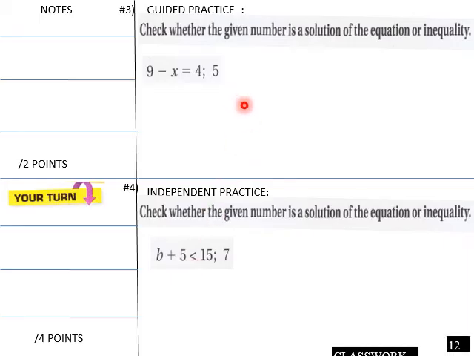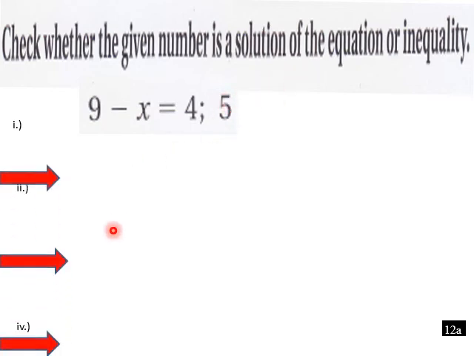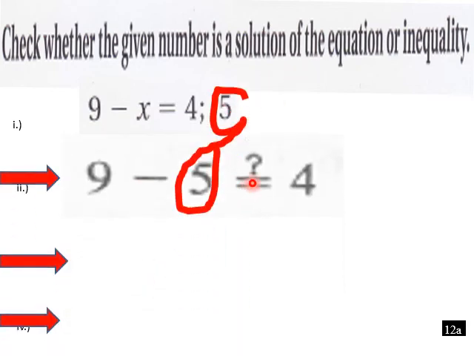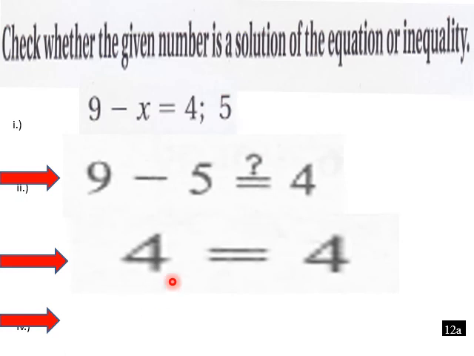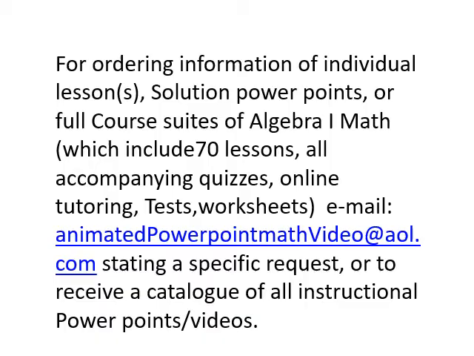Okay, our guided practice. Decide whether the given number is a solution to the equation or inequality. Students, this is yours here. We're going to do this now. We're going to check whether 5, when you plug it in here, is a solution. And sure enough, 9 minus 5 is 4, equals 4. So 5 would be a solution to this equation.